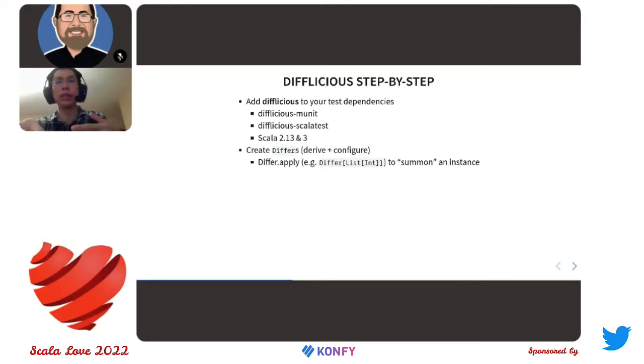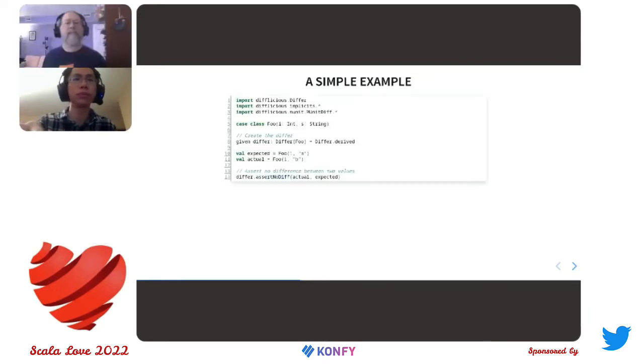Because you'll be seeing this later on, I just want to explain it now. And finally, once we have our differ instances, we can take them around and diff the different values. Okay, enough bullet points. Let's look at an example.